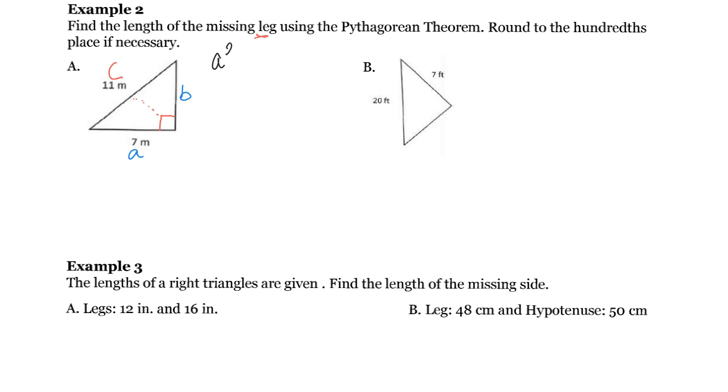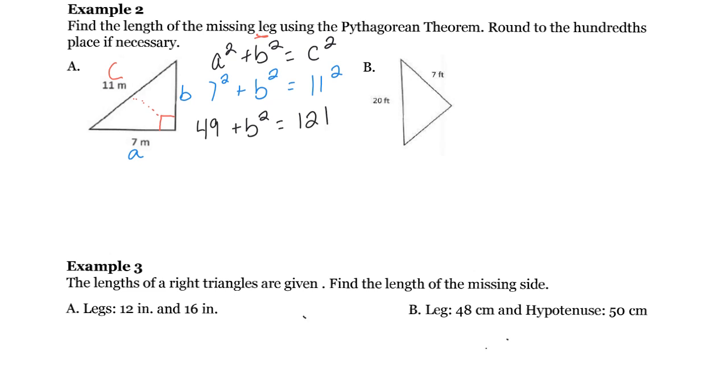So now we start by writing our formula, plug in our information. So A is 7 squared. We don't have a B, so we're going to keep it B squared. We have a C now, so that becomes 11 squared. All right, fill it out. 7 squared is 49 plus B squared equals 121.